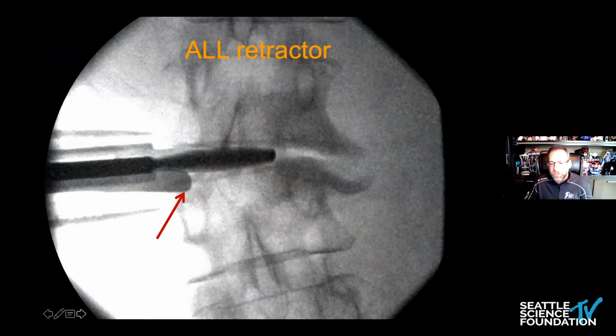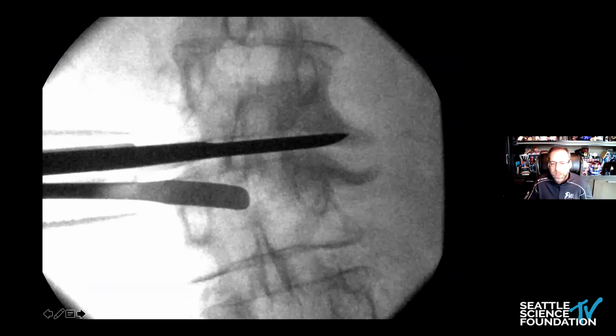Be careful. Every image that you take gives you information. You can see here the Scoville retractor, and you can be careful as you're putting in your tools that they can move what's right in front of that, your iliacs or your IVC or your aorta.